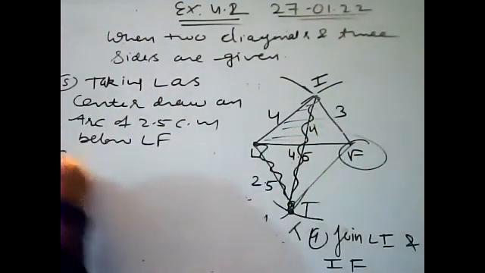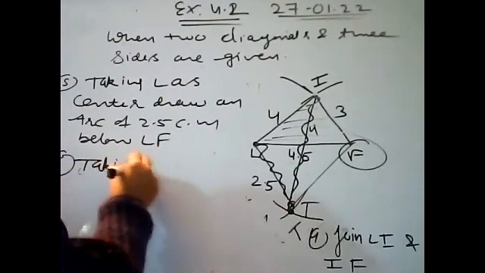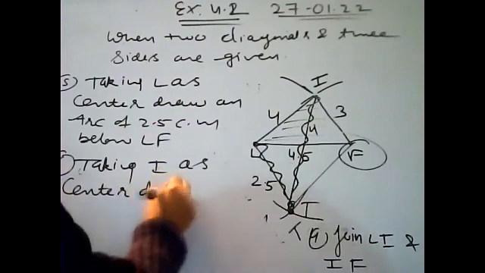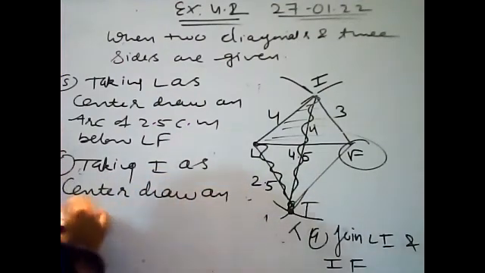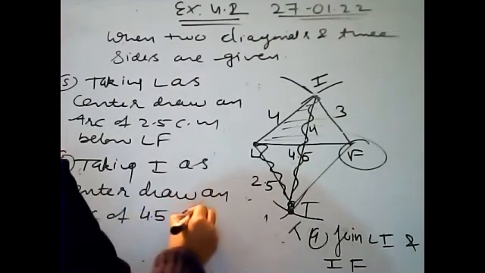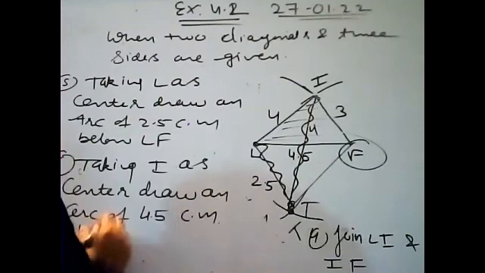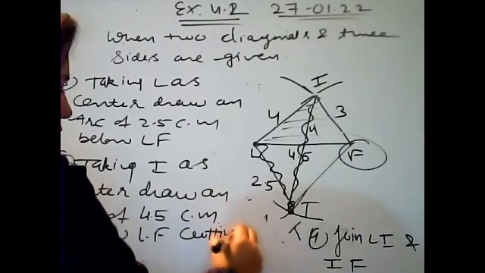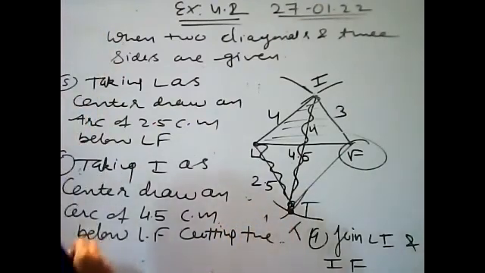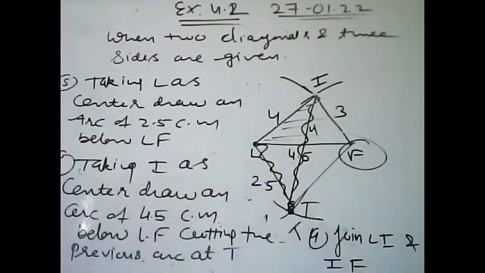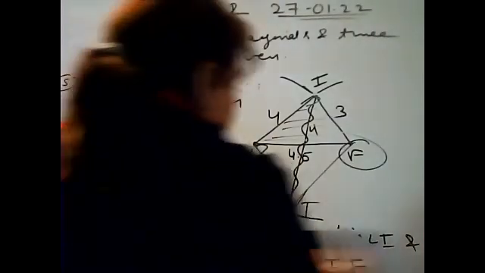Next step, taking I as center, draw an arc of 4.5 centimeters below LF, cutting the previous arc at T.